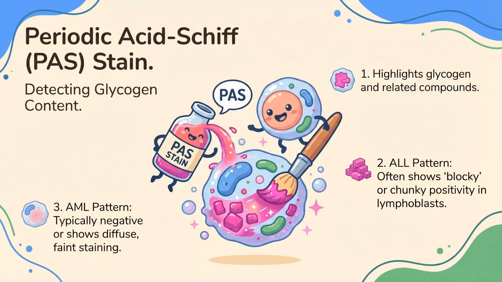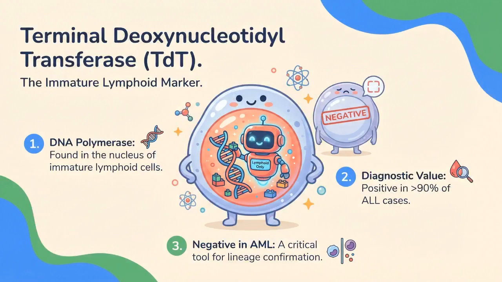So, while we've covered the myeloid markers, remember that PAS helps us identify lymphoid characteristics. This takes us closer to understanding the specific type of leukemia. Building on our discussion of cytochemical stains, terminal deoxynucleotidyl transferase, or TdT, is a powerful nuclear enzyme marker that's indispensable for identifying immature lymphoid cells. TdT is a DNA polymerase found in the nuclei of pre-B and pre-T lymphocytes, making it a highly specific marker for immature lymphoid cells, or lymphoblasts.